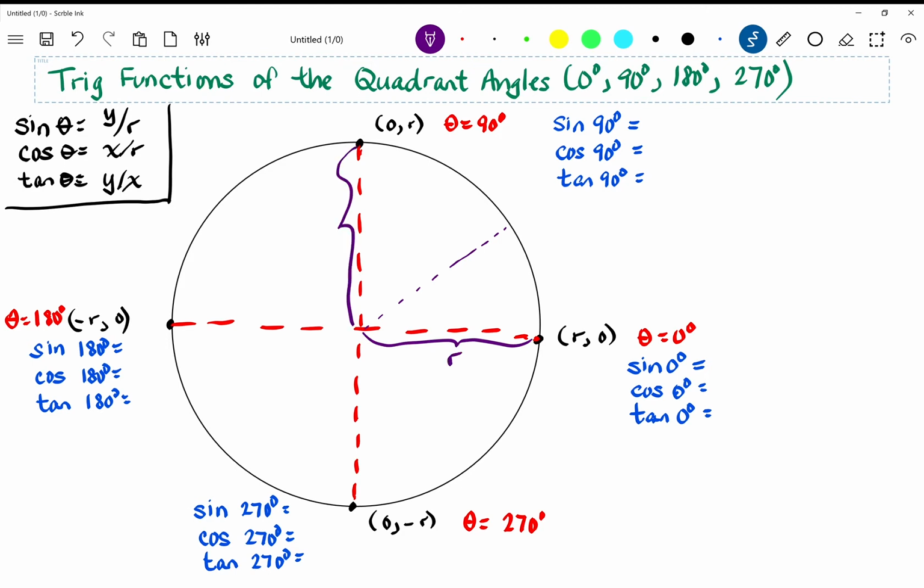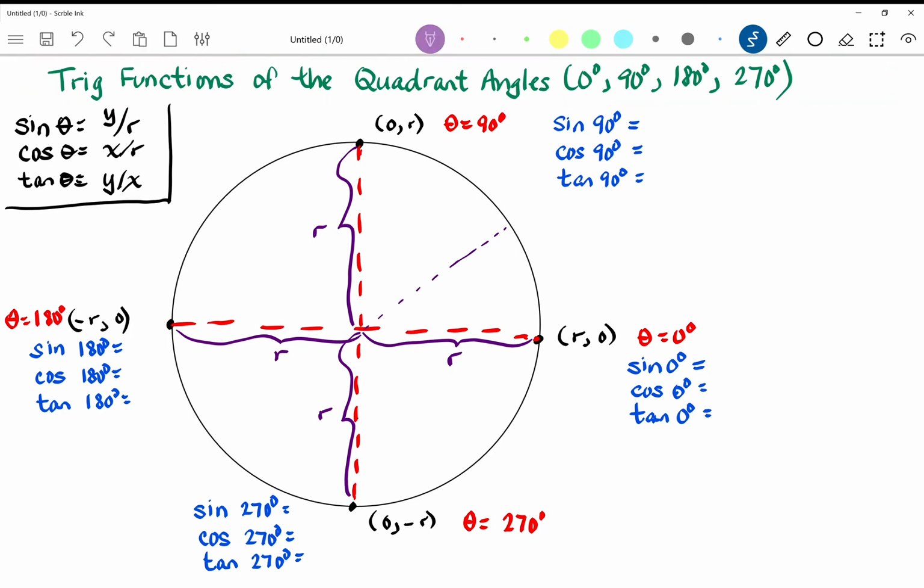So r is kind of playing double duty here. It is the distance from the origin out to the point that we're concerned with, but it's also how far away one of the x or y coordinates is. So that's what makes these even ultra special and a little bit confusing at times.